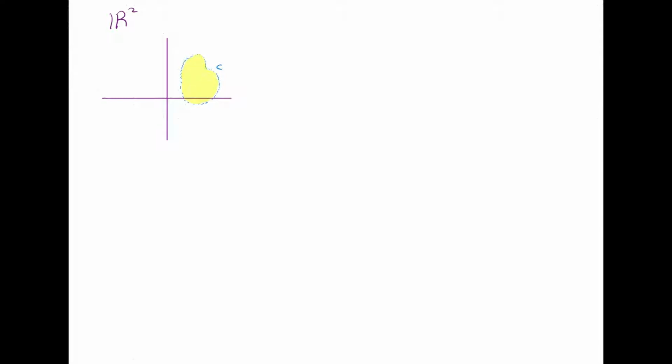An example of this would be open disks. If we look in R2, and we consider the following set U, the collection of points x comma y in R2, such that x squared plus y squared is less than 1, this is an example of an open set in the plane. Now we're looking at the unit disk centered at the origin of radius 1. But of course, we are not including the boundary.